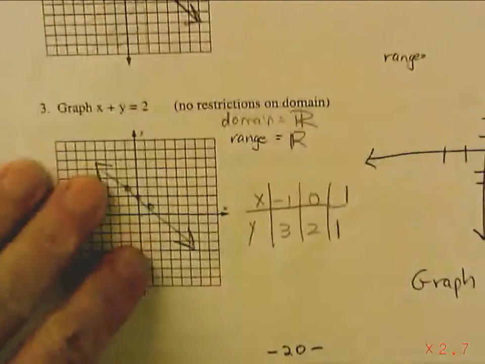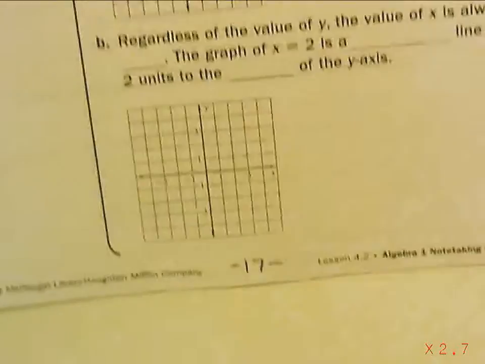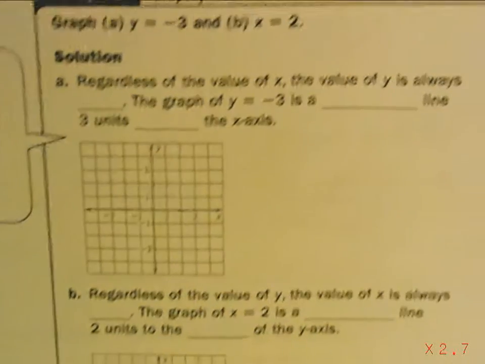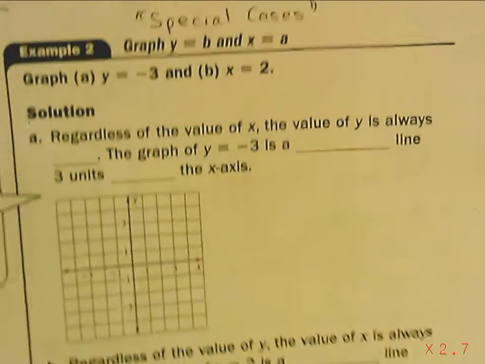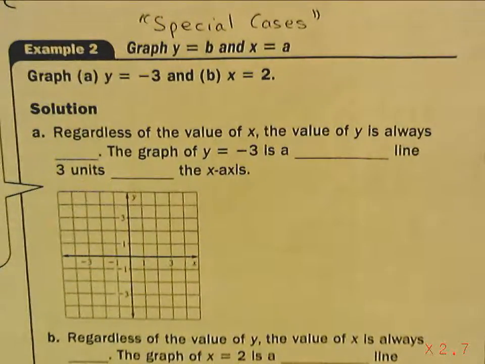Okay, now let's turn back to page 17. Okay, turn back to page 17. And on page 17, we're going to go over what I call special cases. Now, special cases are special. Everything about them is different. And it's a special case when either the x disappears or the y disappears.